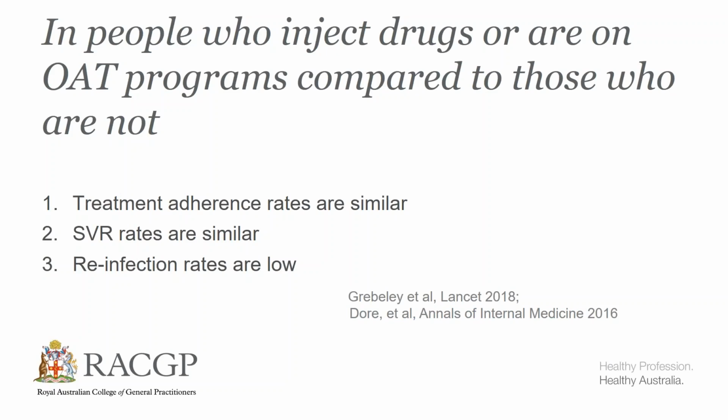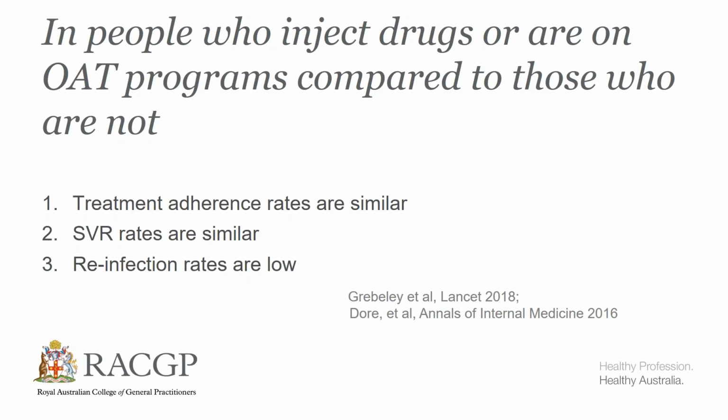So in terms of people who inject drugs or who are on opiate substitution treatment programs compared to those that are not, we know from the evidence that treatment adherence rates are similar. We know that SVR rates are similar, and we also know through good data that reinfection rates are low. So I just don't want people to be too concerned or frightened about addressing treatment in this population.